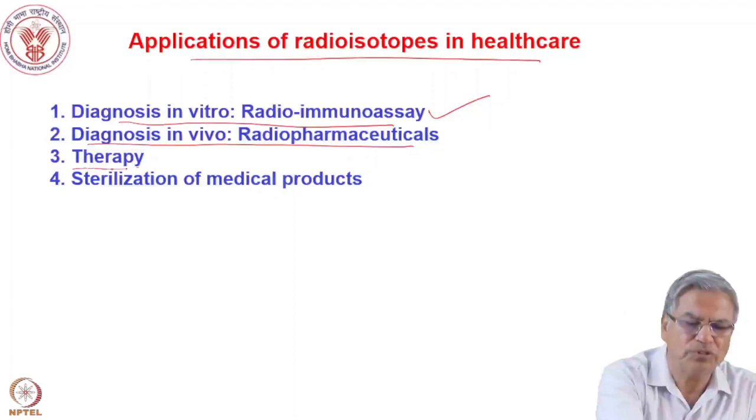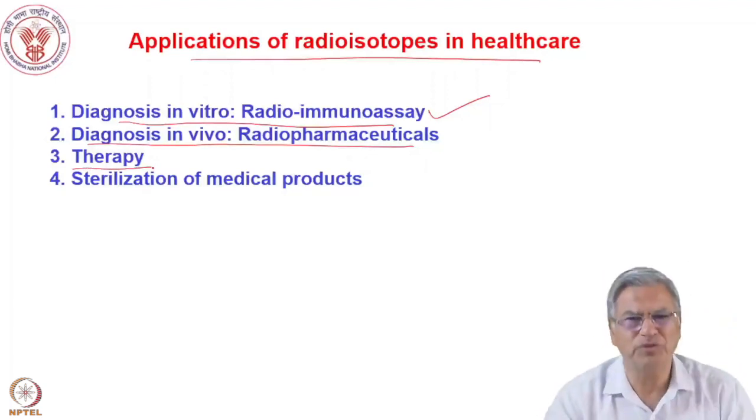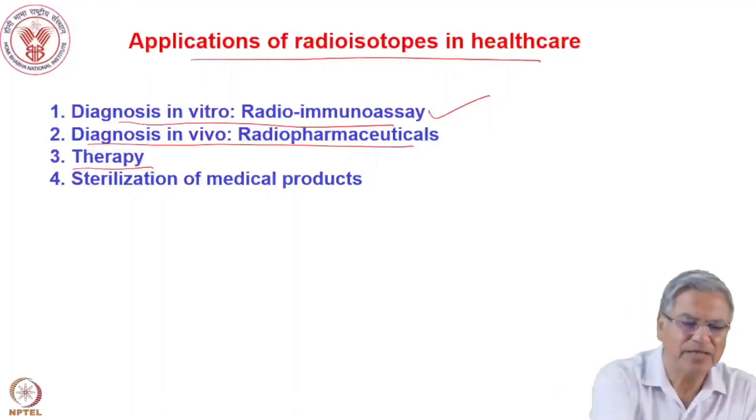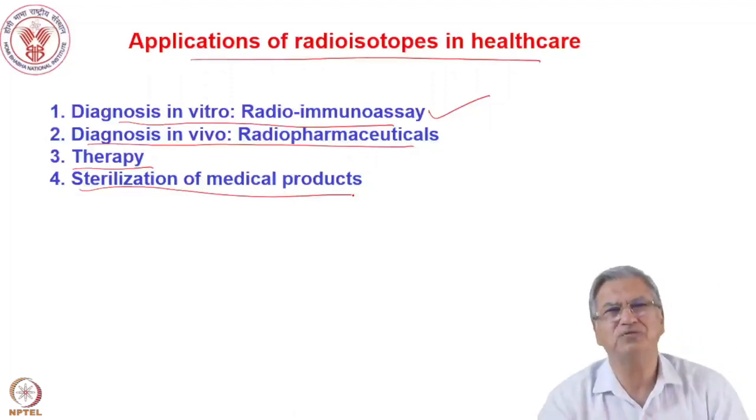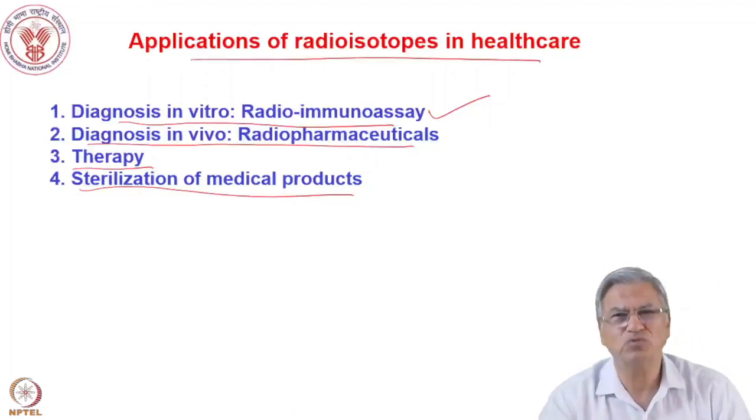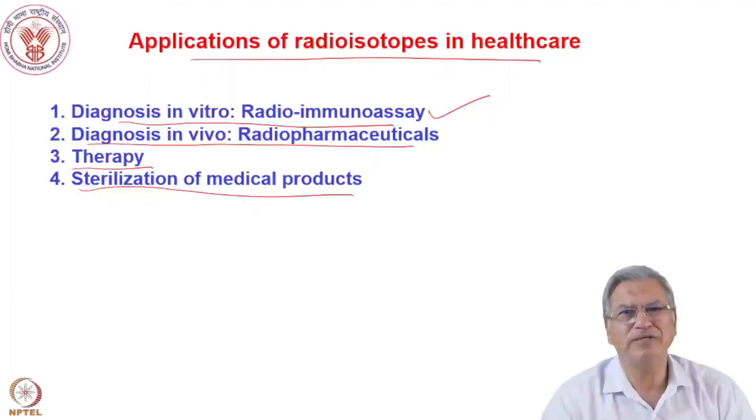And also, the radioisotopes, by virtue of their radiation effects, by virtue of killing the tumor cells, we can use them in therapy. And lastly, the sterilization of medical products. These medical products are implements, the tools, the scissors, the tweezers, and different implements used in operations. So they have a chance of getting infected again during handling. So in this particular case, what happens?